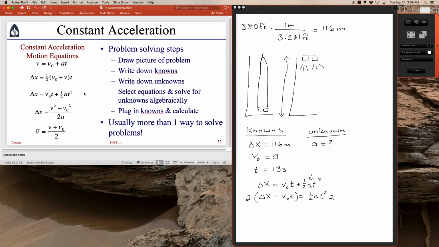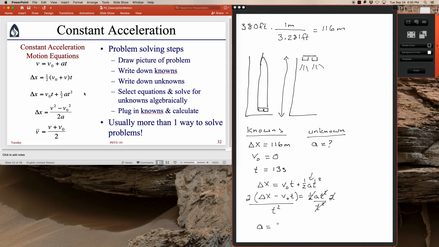And so the 2 cancels on this side, and I can also divide both sides by t squared. Which makes it cancel over here. So now I have a formula for my acceleration. The acceleration is equal to 2 times, in parentheses, delta x minus v naught t over t squared. So at this point I think I can plug in numbers.